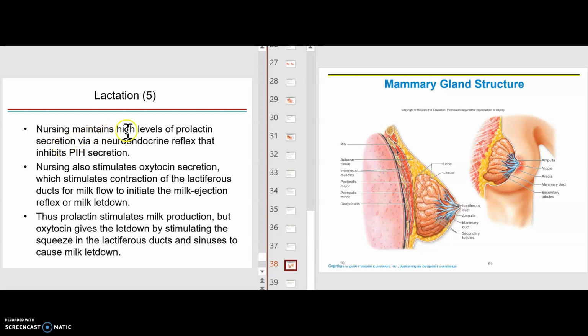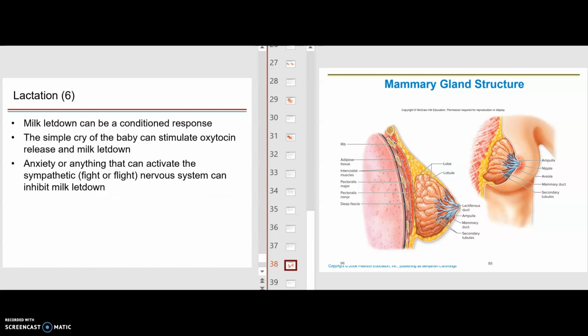Nursing maintains high levels of prolactin via a neuroendocrine reflex, the suckling response. Nursing also stimulates oxytocin. So here we go. Prolactin makes milk, oxytocin causes its letdown. Oxytocin causes constriction of the myoepithelial cells and stimulates the lactiferous duct for milk flow to initiate milk ejection. Thus, prolactin stimulates milk production, but oxytocin gives the letdown by stimulating the squeeze in the lactiferous ducts.